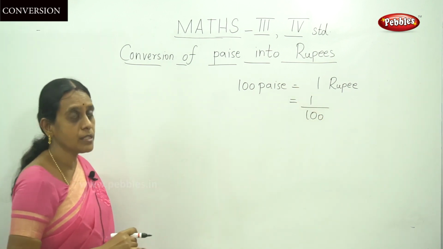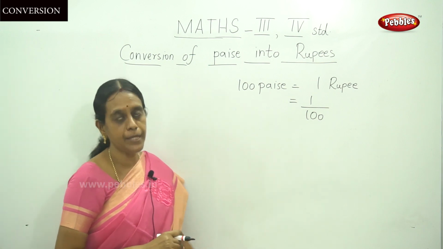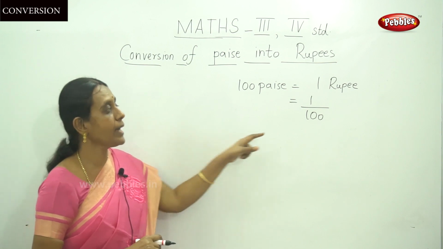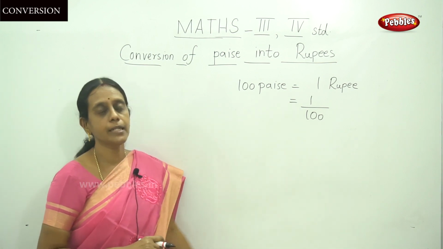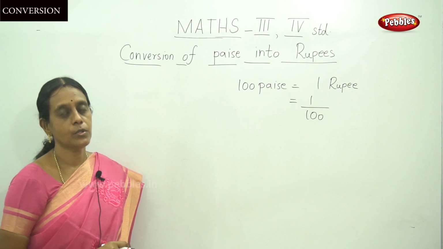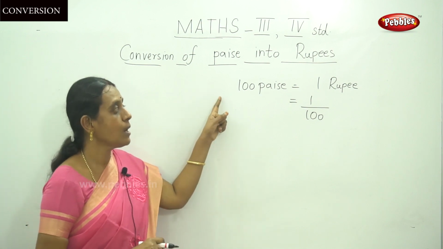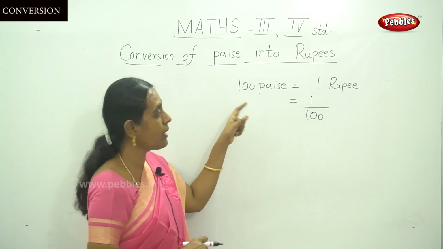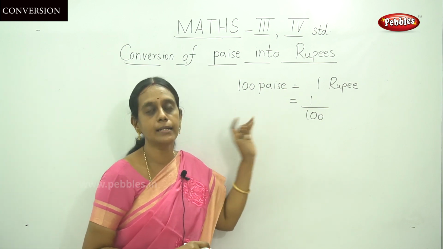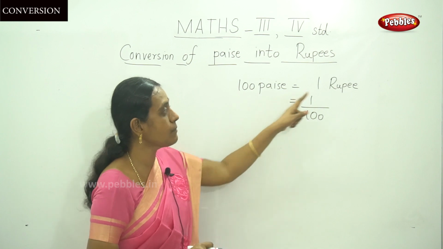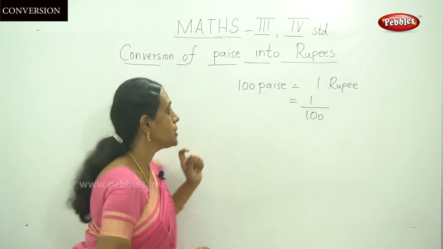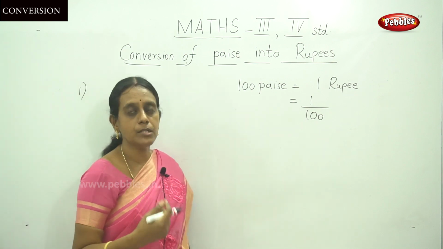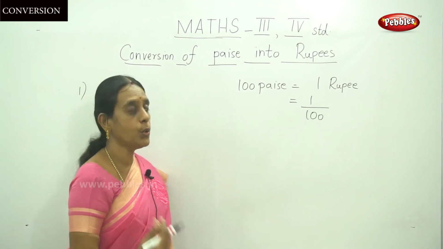So if you convert paise into rupees, you divide the given number by 100, and the answer will be in rupee form. Do you understand? Because 1 rupee is 100 paise, for rupee conversion you have to divide the number by 100, because 100 paise is equal to 1 rupee. Now the first question: convert the paise into rupees.